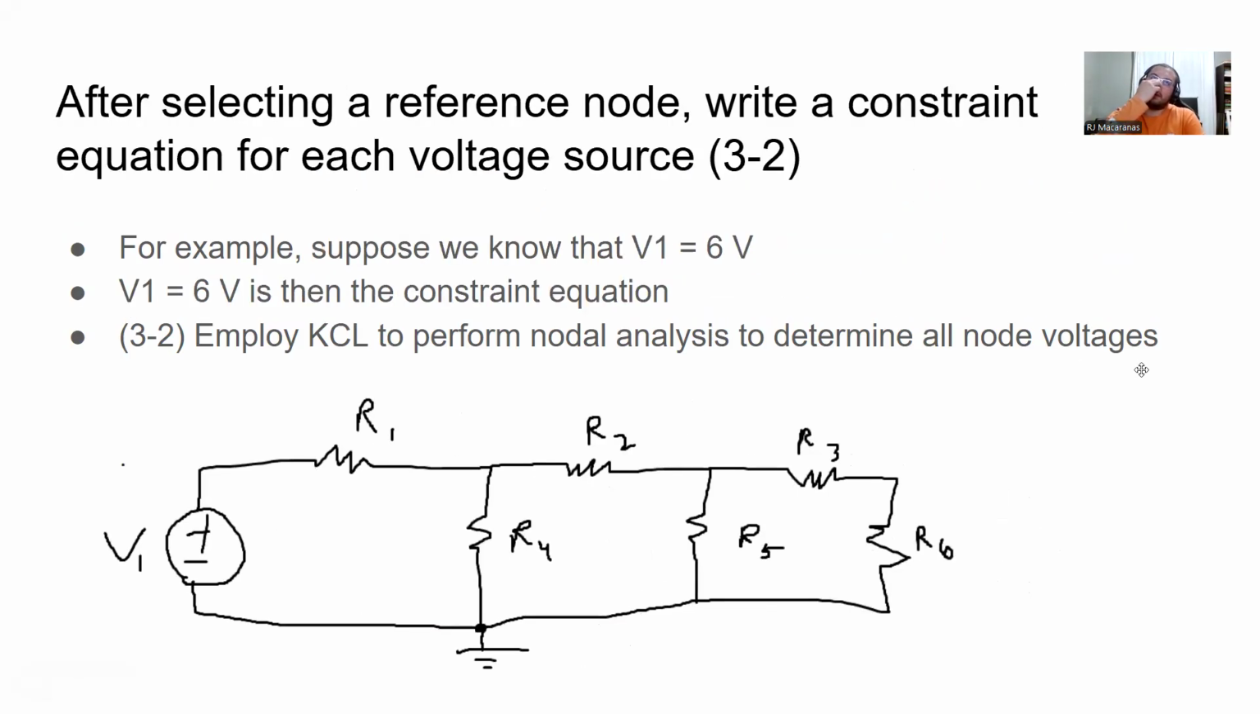Once we've selected the reference node, then we write a constraint equation for each voltage source. In this case, we've called this bottom node the reference, and we're given this node voltage up here for free, right? It's just going to end up being whatever the voltage of the source is. For the purpose of a numerical example, I've called this V1 6 volts. That would be an example of a constraint equation, and you'd do that for every single voltage source that you have for nodal analysis.